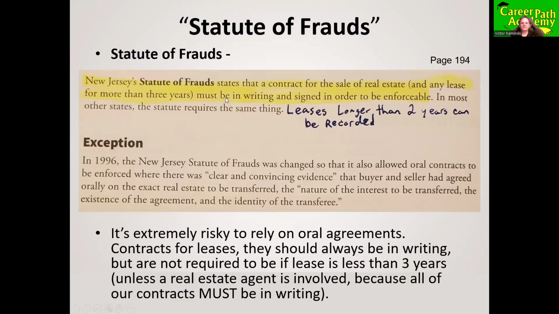So let's highlight the statute of frauds, and then let's make a little notation there that leases longer than 2 years can be recorded.